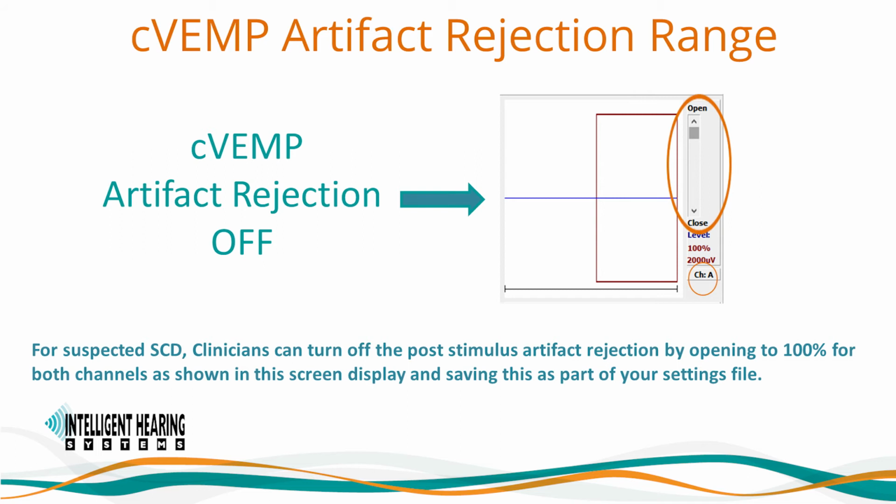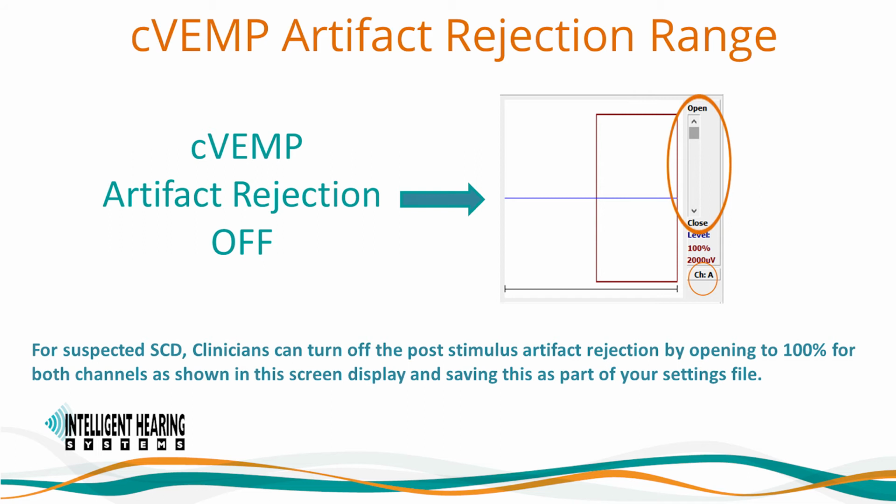You can toggle between channels by selecting the button labeled CHA or CHB for channel A and channel B respectively. For suspected superior canal dehiscence, clinicians can turn off the post-stimulus artifact rejection by opening to 100% for both channels, as shown in this screen display, and saving this as part of your settings file. Now you can begin testing.